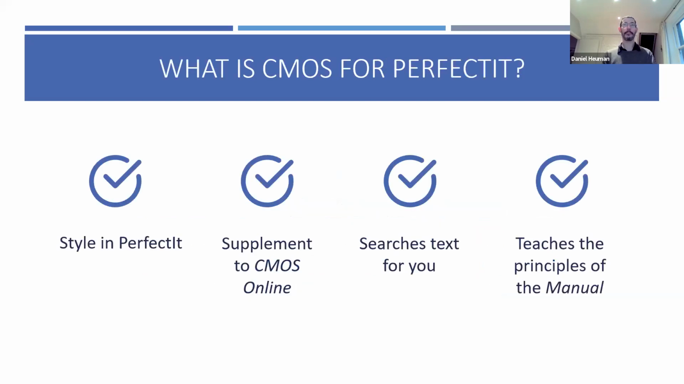If we do a gut check of what we said PerfectIt is, the question is, what is the Chicago manual for PerfectIt? It is a style in PerfectIt. We'll come on to see exactly what I mean by that. You can think about it as a supplement to CMOS Online, with the big difference that it's searching the text for you, and when it finds things in the text, it's giving you hints, it's giving you advice, it's giving you the actual words from the manual, so that it teaches the principles of the manual.